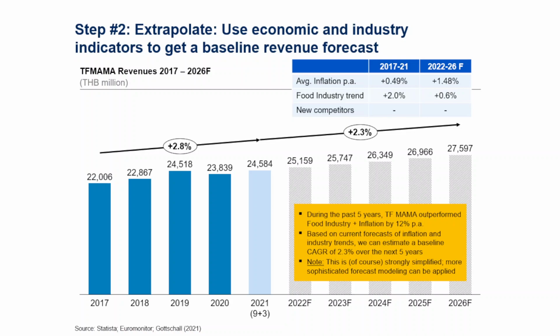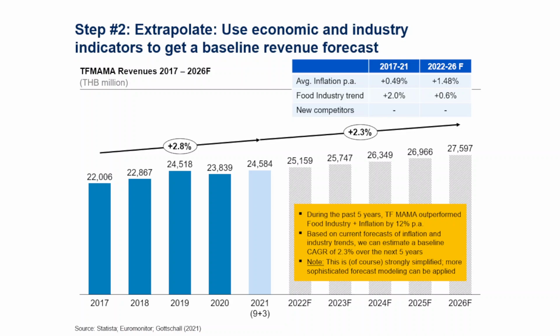And then I looked at what has happened in the past 4 to 5 years in terms of economic indicators. And I just took, for simplification here, inflation per year and food industry trends. And I looked at were there any new competitors coming in that would have had a major impact, or any other factors that could have had a major impact on our budget and plan in the past 5 years. So what I found is the average inflation in Thailand during the past 5 years or so was about 0.5%, 0.49% to be exact. And the food industry, which TF Mama is a player in, grew by about 2.0%.